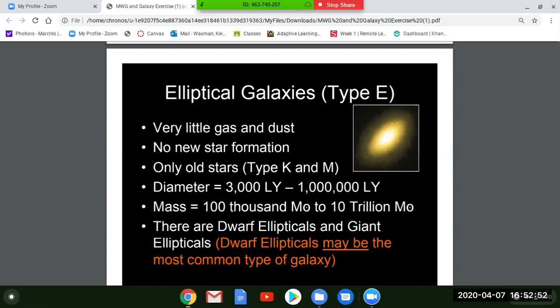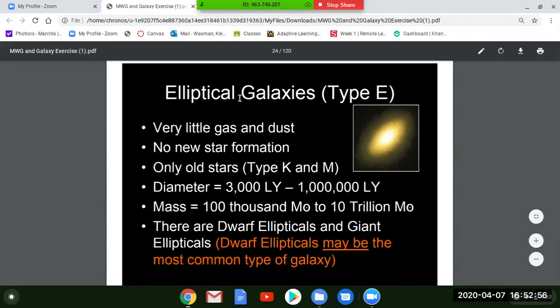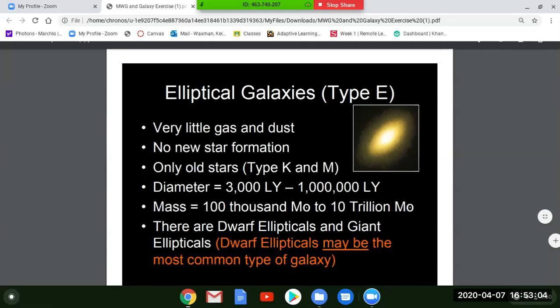Potato chip rule. Got that? So what do you need to know again? Elliptical galaxies have very little gas and dust, which means no new star formation. If there's no new star formation, there are only old stars, because you don't have new ones forming. And they could be big, they could be small, and the smaller ones, called dwarf ellipticals, might be the most common type of galaxy. It's not the most common type we see because they're very faint and very small. They're made of very low luminosity stars.